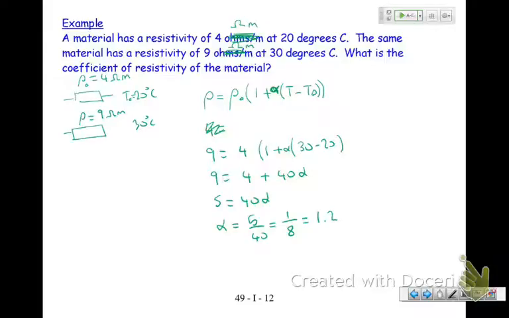Is that right? 8 goes into 1.025? 125? Okay, oh yeah, that's right, 0.125, sorry. And what's the unit going to be? It's just a coefficient, so it's going to be rho over rho naught, times 1 over temperature. So it's degrees C to the minus 1.